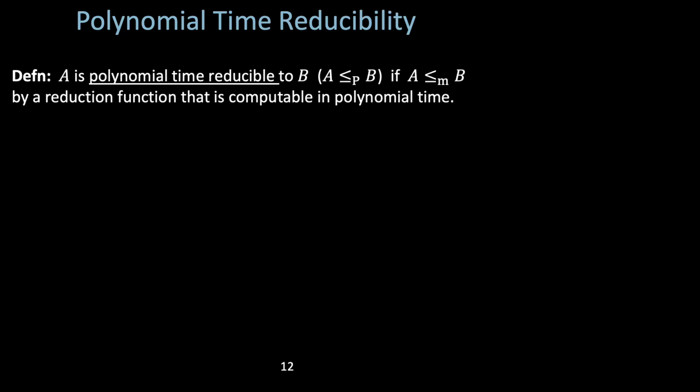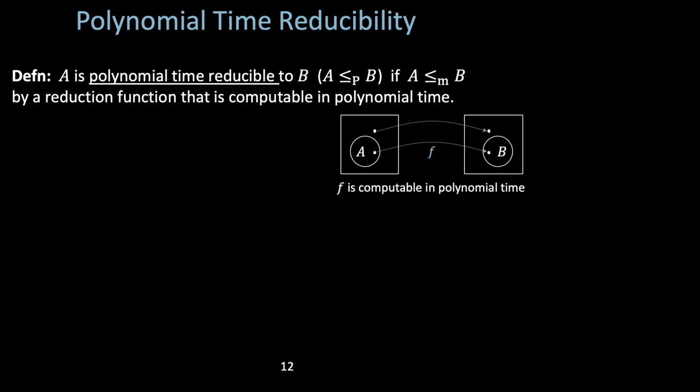Given 2 languages, A and B, or problems A and B, A is said to be polynomial time reducible to B if A mapping reduces to B, and that mapping is computable in polynomial time. That mapping is called a reduction function. So thinking back to mapping reductions, if I have an instance of a string that's in A, then f of that instance is going to map it to something that's in B. If that instance is not in A, then f is going to map it to something that's not in B. In other words, yes goes to yes and no goes to no.